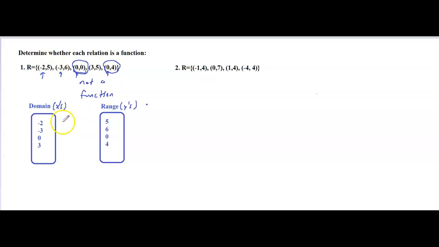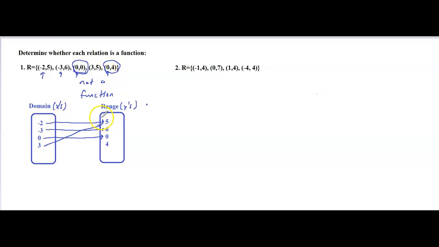So we see -2 is matched with 5, so we could say, okay, there we go. We could say -3 is matched with 6. And remember, to be a function, every x can only be with one y. Here's 0 is matched with 0. 3 is matched with 5. And that's another point, is that this is not a problem. We could have multiple elements in the range matched with multiple elements in the x's, right? So y can have two x's that it's associated with.